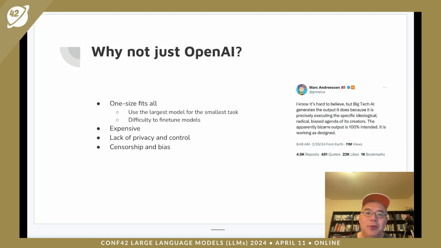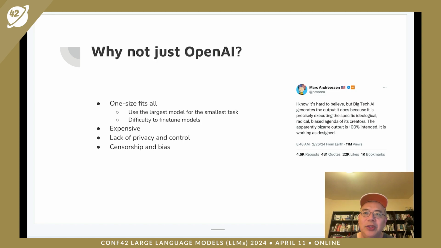Well, there are a couple of reasons. The first, biggest reason really, is that OpenAI or any other large language model providers basically take a one-size-fits-all approach. So basically, they're using the largest model for the smallest tasks. Even if you ask for something that can be easily handled by a smaller model, it will still use the largest model, which generates a lot of waste. It is very expensive, and also makes the models very difficult to fine-tune, because it's much harder to fine-tune a large model than a smaller model, right? And because it's running on other people's servers, because the model is too big to run on your own server, it lacks privacy and control.